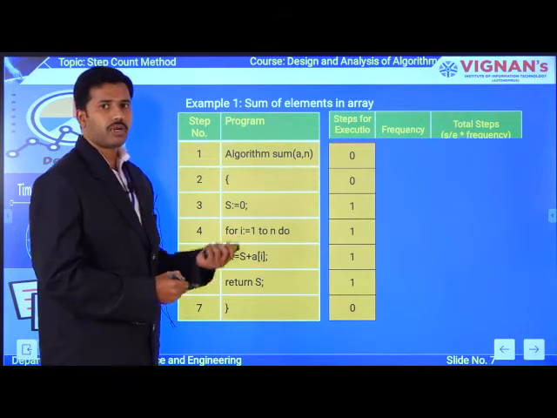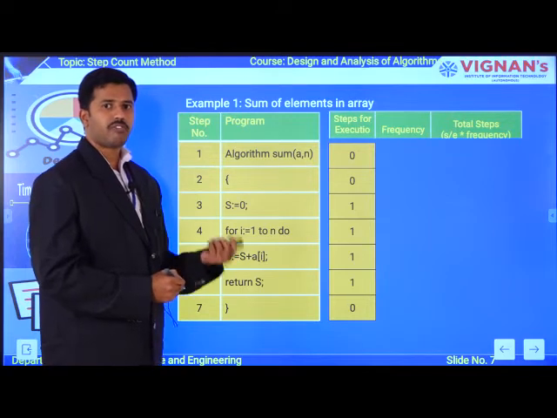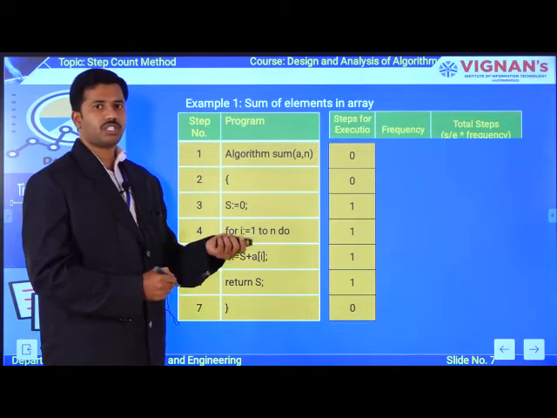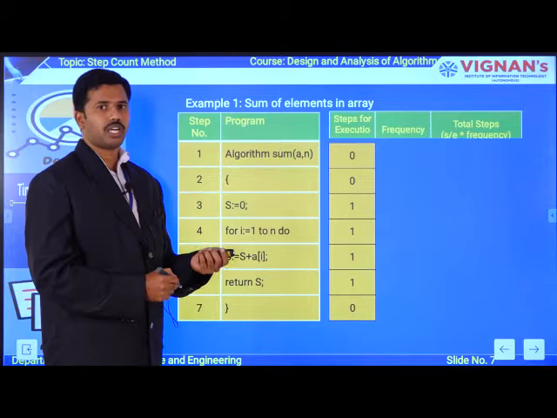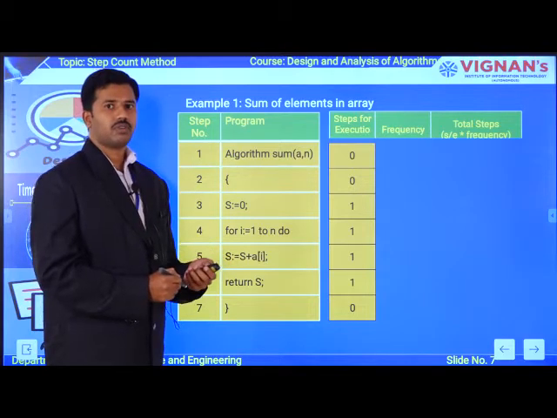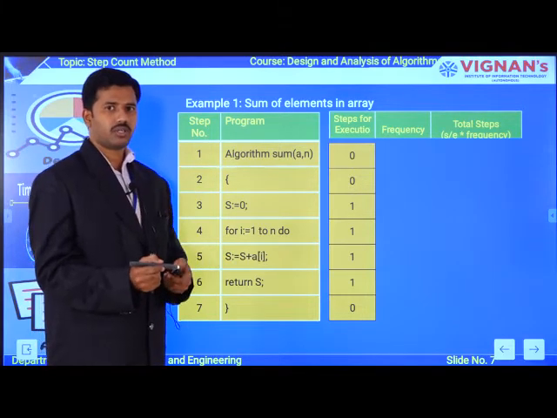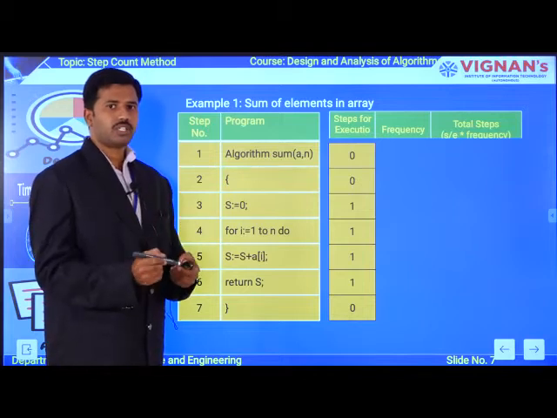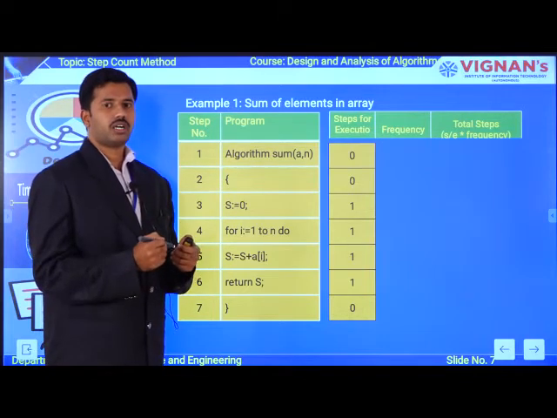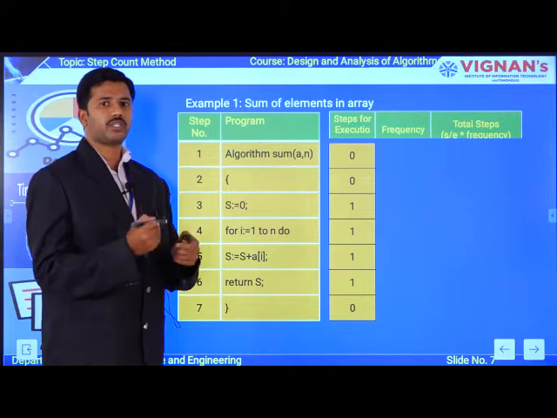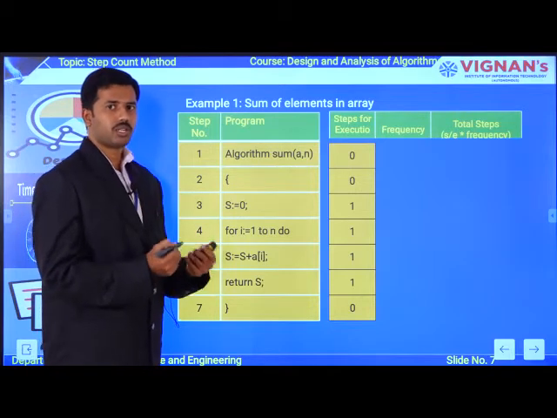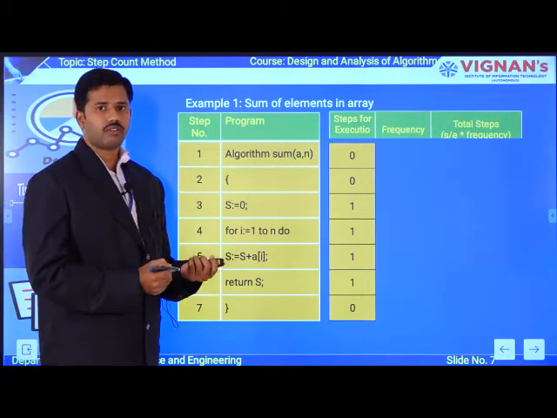What is the second parameter? Frequency. What is meant by frequency? It is related to our algorithm. The frequency tells how many times a particular instruction is going to be executed. So try to focus on how to update the values for frequency.